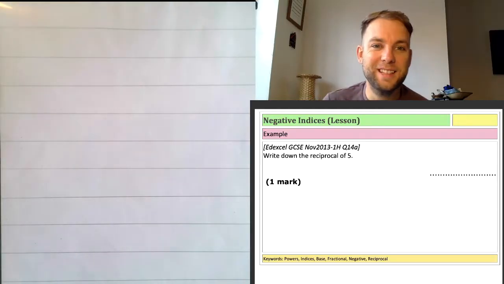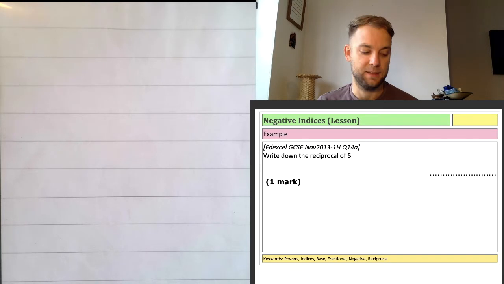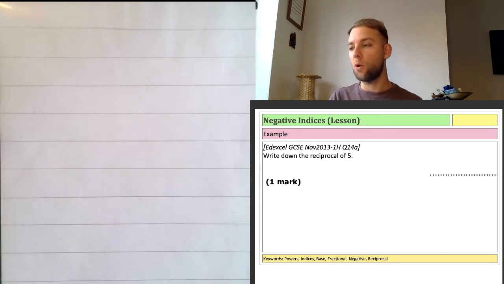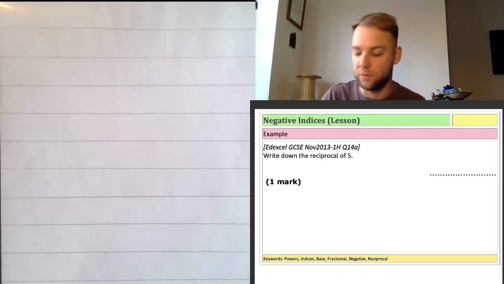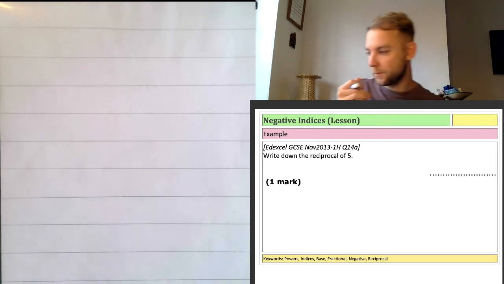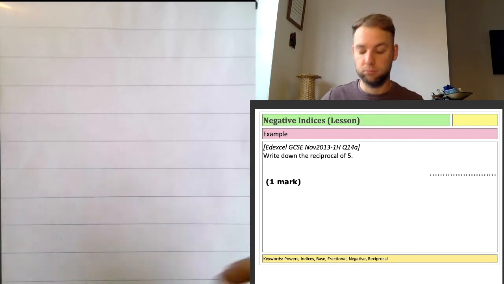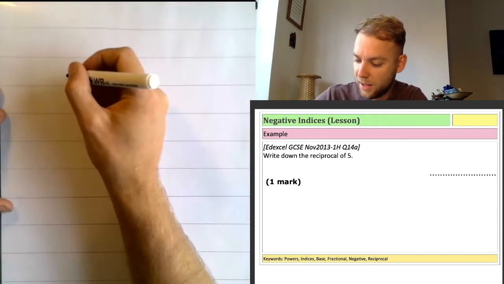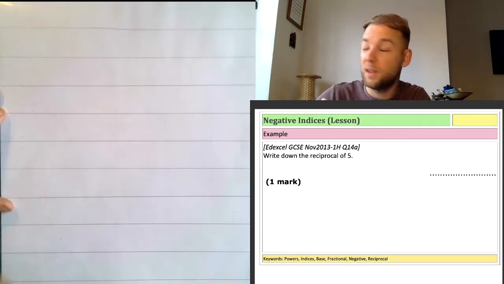Hello and welcome to today's lesson on negative indices. Now I'm just going to start with a few things before I do any questions, just to go over some of the basics to help you understand this. I'm going to start off with some things that we already know, and from that we're going to develop two rules.